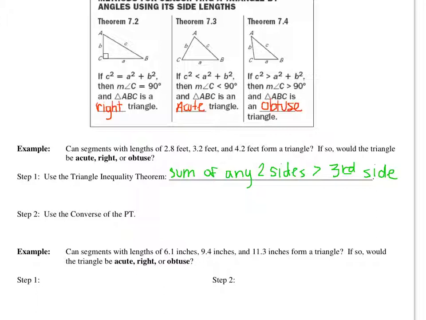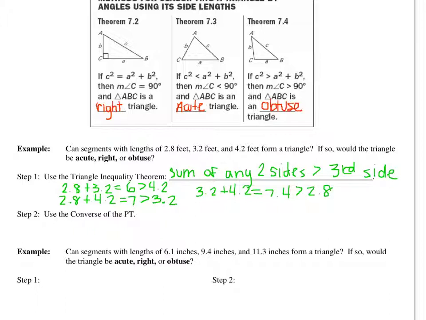So let's test this first. If I do two of the sides, 2.8 plus 3.2, that equals 6, and 6 is greater than 4.2. So those two legs work. The other two, if I do 2.8 plus my other side, 4.2, well, that equals 7, and 7 is definitely greater than 3.2. Let's find our last two sides. If I do 3.2 plus 4.2, well, that equals 7.4, and that is definitely bigger than 2.8. So can this be a triangle?